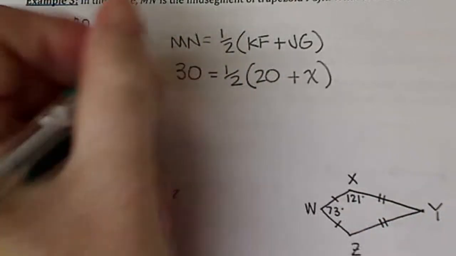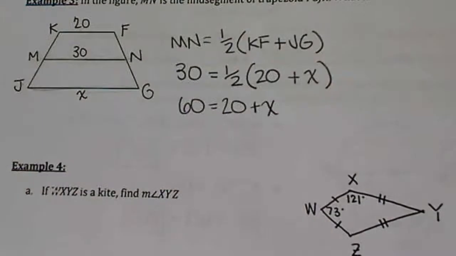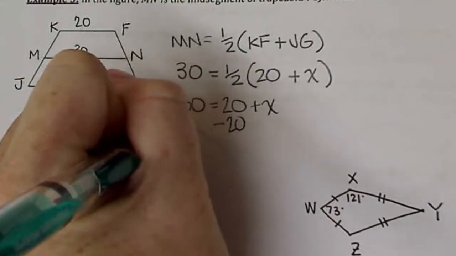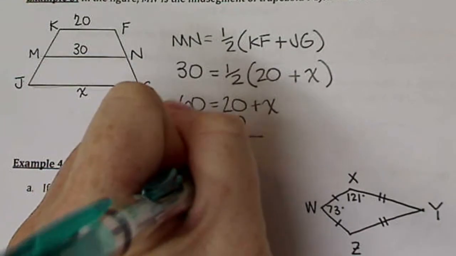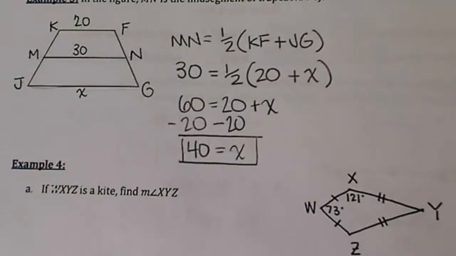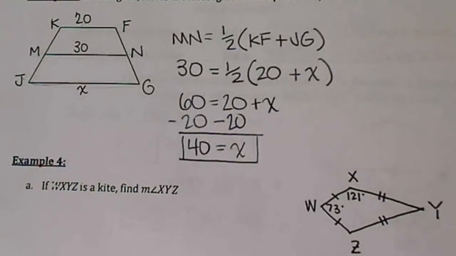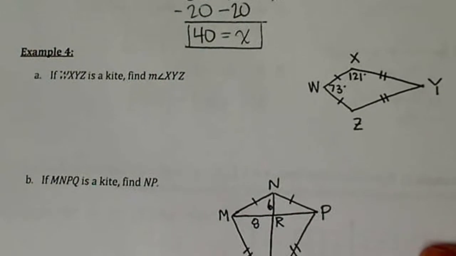So get rid of that 1/2. Multiply both sides by 2. And let's solve for X. And X equals 40. That means JG is 40 units long. Okay, example 4.